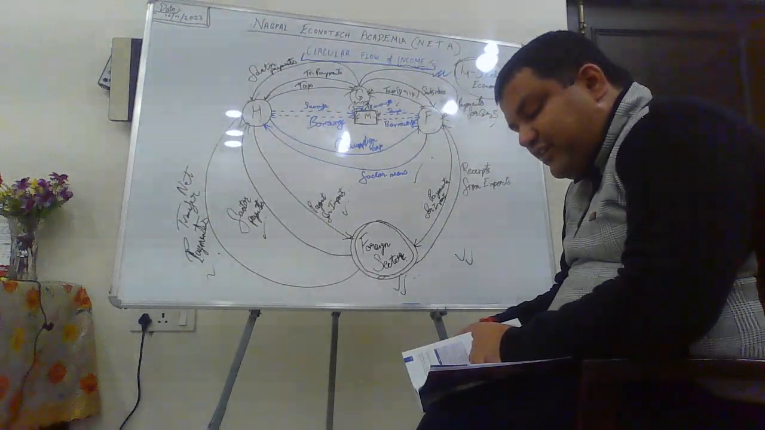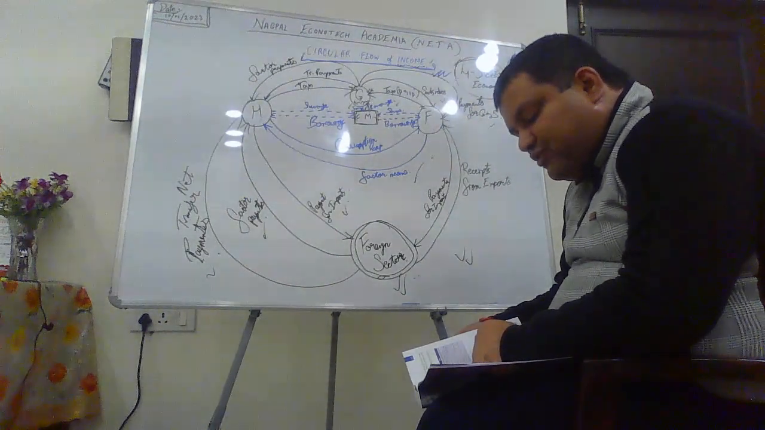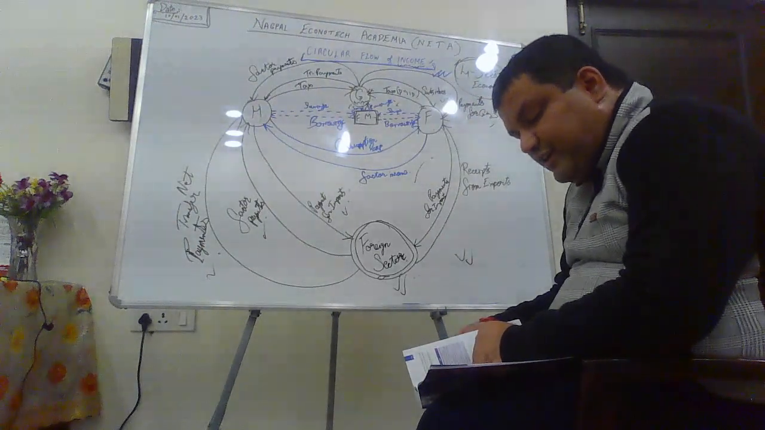So there are basically three phases. That is the production phase, wherein the generation of income takes place. Second is the income phase, wherein the distribution of income takes place. And third is the expenditure phase, wherein the disposition of income takes place.